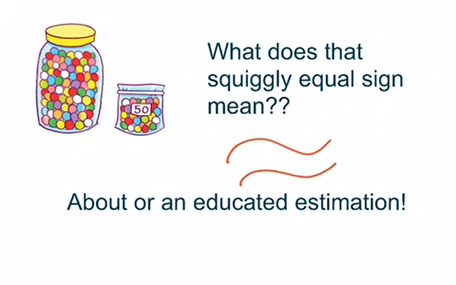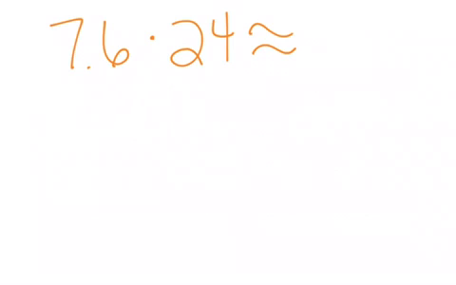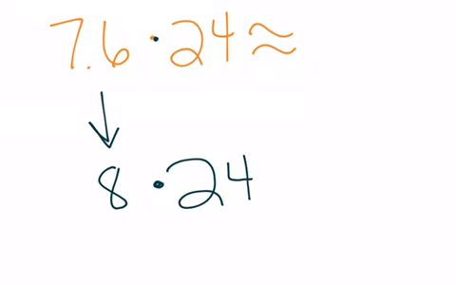Okay, so we're going to use rounding. So when it's 7.6 times 24, and we see that squiggly line, that means we're going to round our numbers to the nearest whole number. So 7.6 is going to round up to 8. Remember, when you see this dot right here, that means multiply. So 24 is just going to stay at 24 because there's no decimal. So 8 times 24. We're going to set this up.